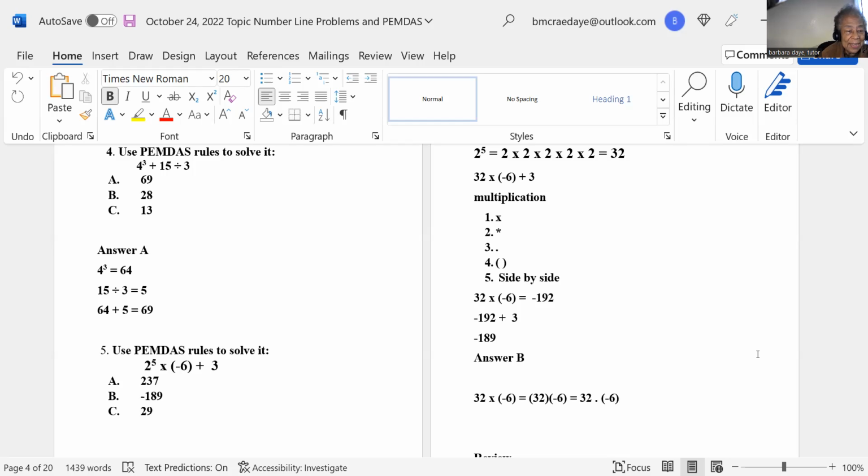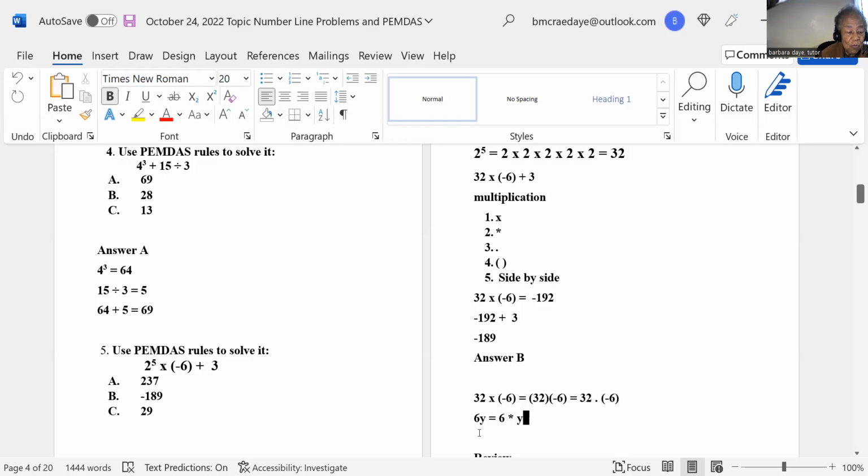Now, what I mean by side by side, if you had 6y, that means 6 times y. So if you have a number and what we call a variable, now a variable is just any letter from A to Z. So 6y means 6 multiplied by y. That's what I mean by side by side. So when you see something like that, that means a multiplication.